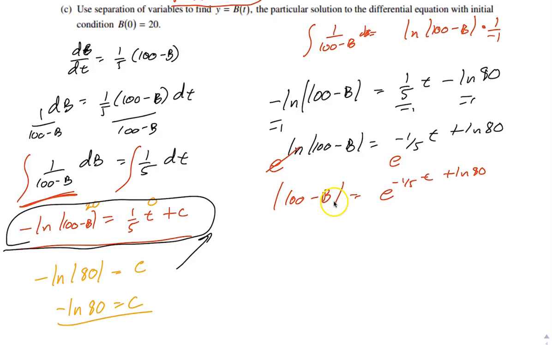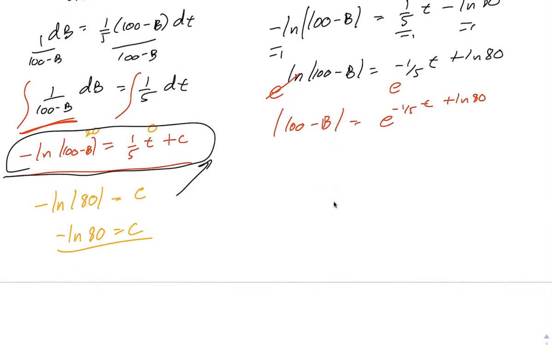And then we have an absolute value. We did this one earlier, right? So there's the absolute value. We split it: one positive, one negative. Keep one exactly the same, and for the other, you negate the right-hand side. So you don't do anything to the absolute value part; you do it to the outside part. So e to the (-1/5 t plus natural log of 80), and negative e to the (-1/5 t plus natural log of 80).